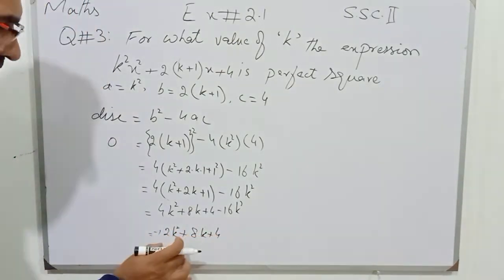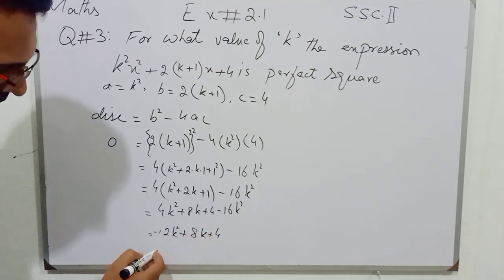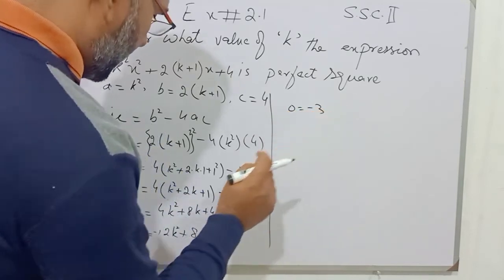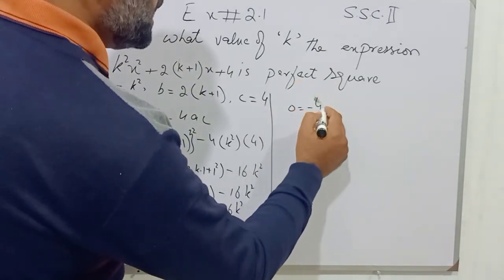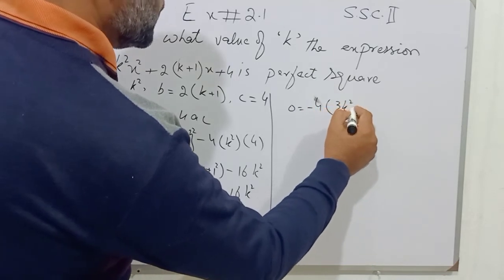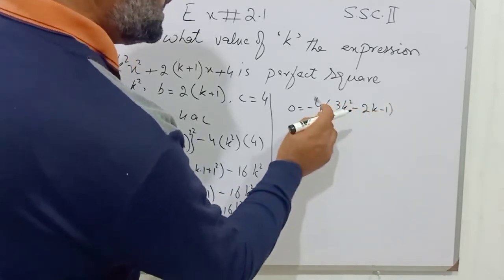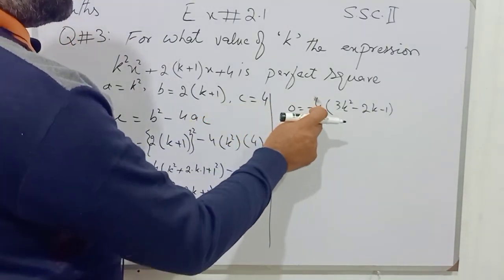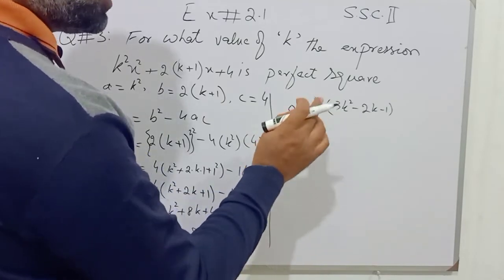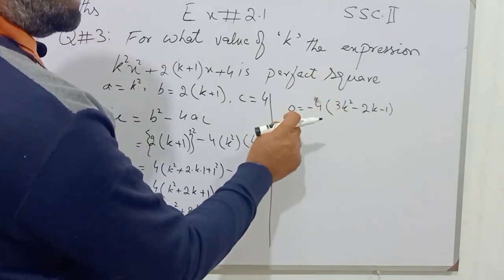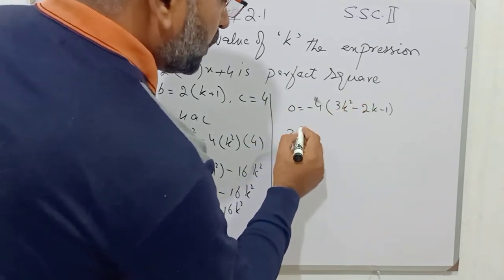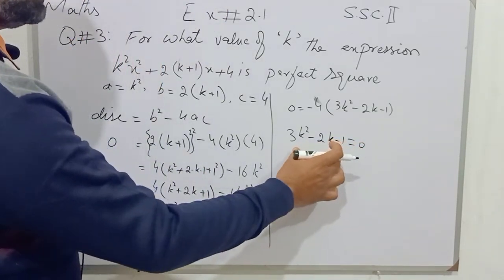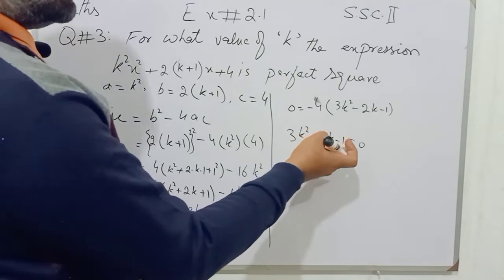Take minus 4 as common from all the 3 terms, and we will have 0 is equal to minus 4 into 3k square minus 2k minus 1. This 4 is multiplying. When we transfer it to the other side, it will divide, and 0 over minus 4 means 0, and it will become 3k square minus 2k minus 1 is equal to 0. Now we will factorize this equation as it is a quadratic equation.